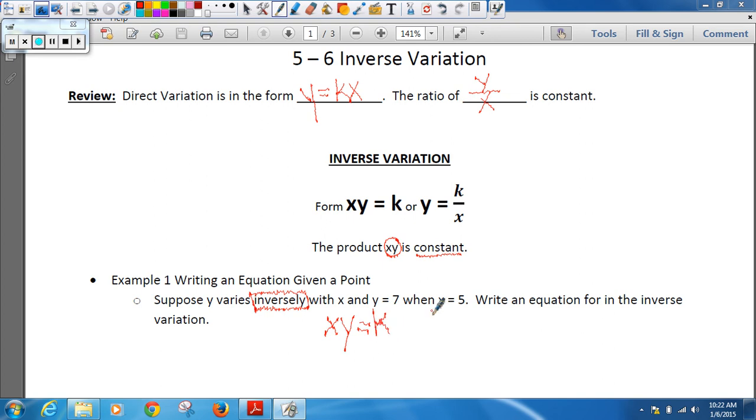Let me try something different here. xy, well, x is 5 times y, which is 7. That means k is equal to 35. So our equation for the inverse variation then is y equals k, which is 35 over x. Remember, in an equation you always have x and y as your variables.